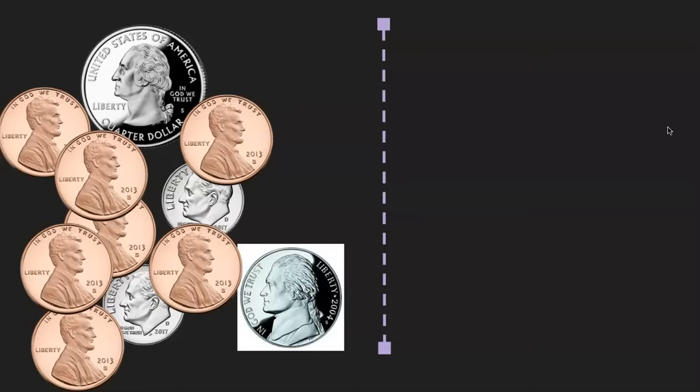So to start today, I'm going to be using some coins to count money. I'm going to show you how I count money, and then we'll do some together. And then you'll get to do some on your own.